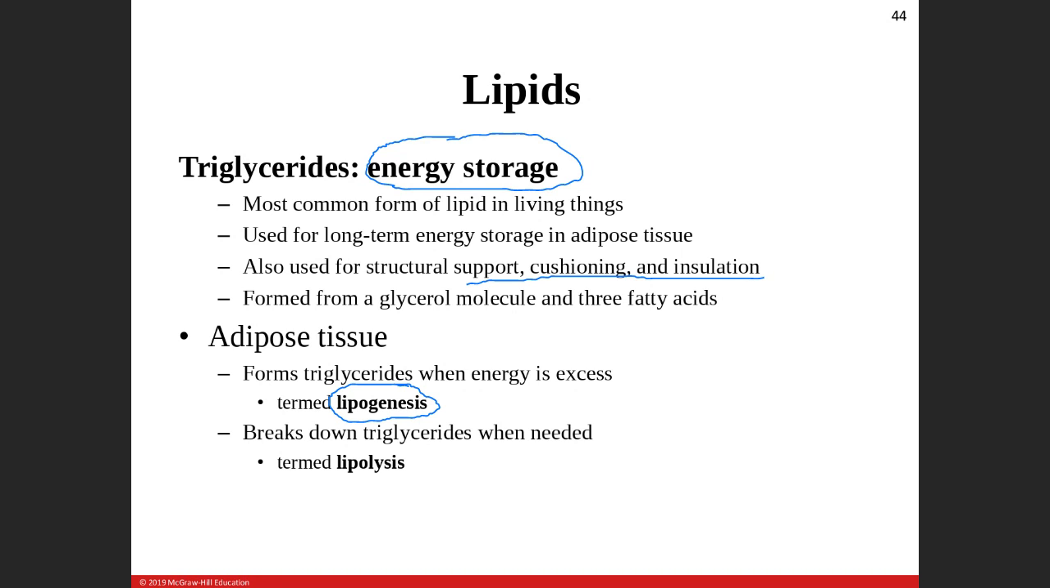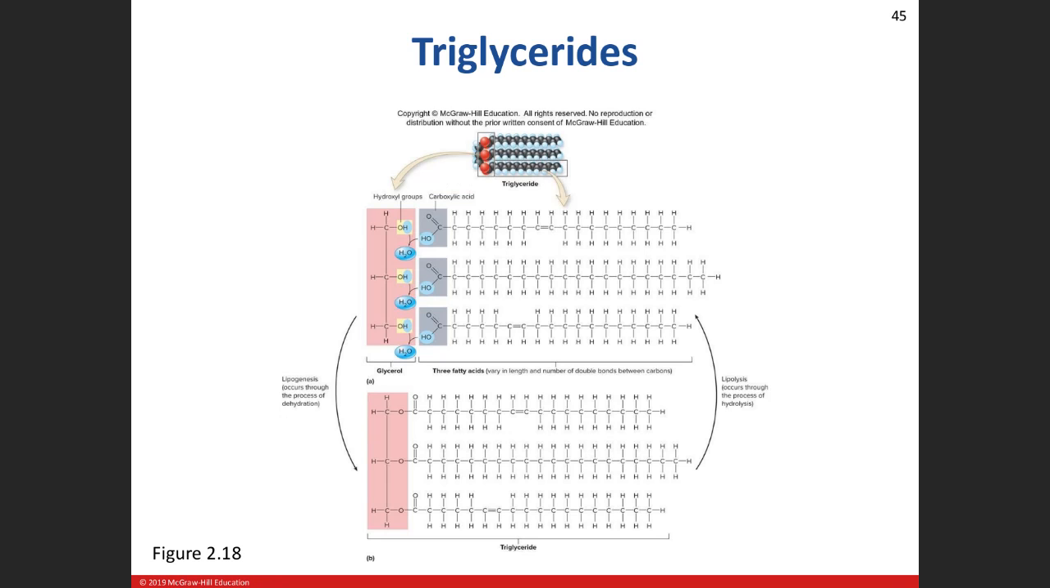Now, when we are in need of energy and we start to break down our fats, that process is known as lipolysis. Lipo is going to be the fat portion, and lysis means to break down. So we are going to start to break down those triglyceride groups that are stored in our adipose tissue there.